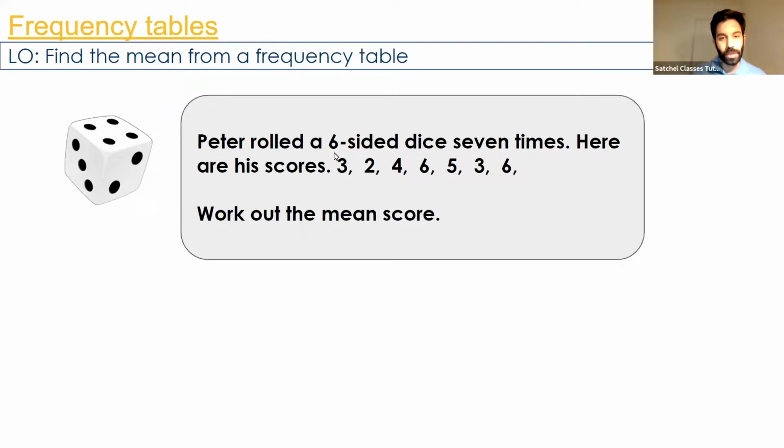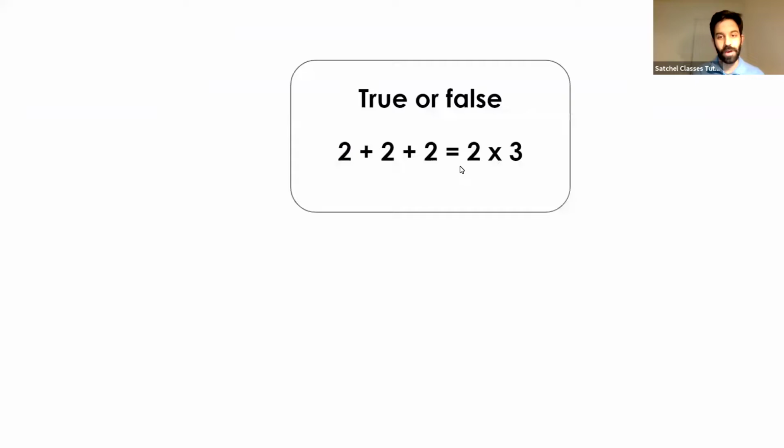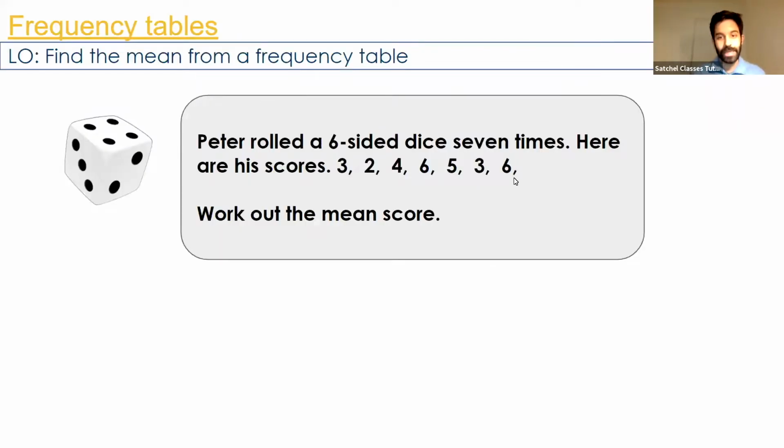Peter rolled a six-sided dice 7 times. Here are his scores. Of the 7 rolls, he rolled a 3, then a 2, then a 4, a 6, a 5, a 3, and then a 6 again. So on average, what is the typical number that he obtained when he rolled a dice? To work that out, we can find the mean.